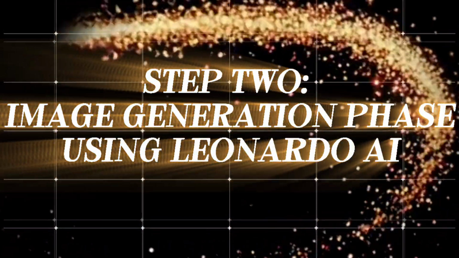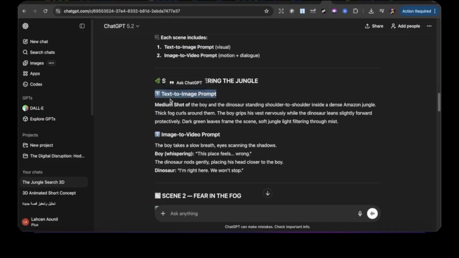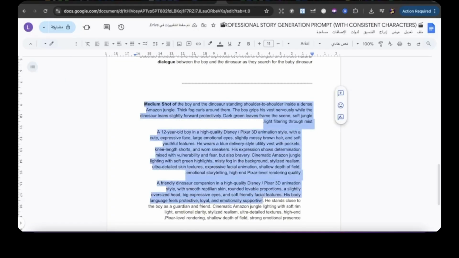Step 2. Image generation phase using Leonardo AI. Now we start generating the images. We go back to ChatGPT and copy the prompt for scene 1 because, as you can see, ChatGPT gives us a prompt for generating the image and a separate prompt for turning that image into a video. We copy the image prompt only. Then we return to our file and paste it here. Now we copy the entire prompt for the first image.